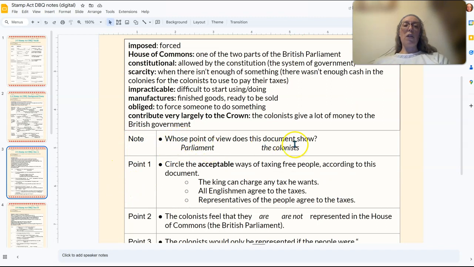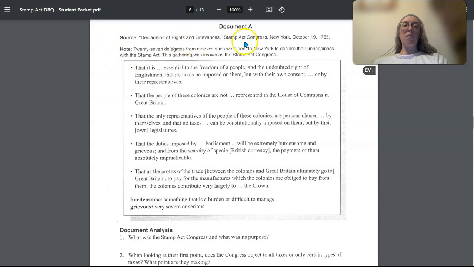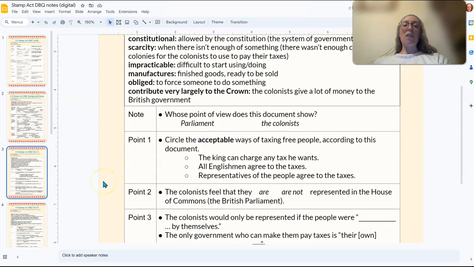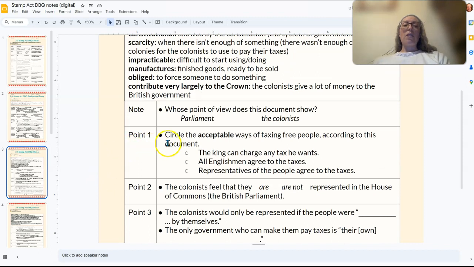And it says, whose point of view does this document show? So who is this from? Was this New York? Is that one of the colonies, or is that Parliament from England? So yes, it is the colonist viewpoint. So now you're going to be looking for, what are the acceptable ways of taxing free people according to this document? This is the colonist view, so it doesn't mean that they're right, it just means this is what they think.